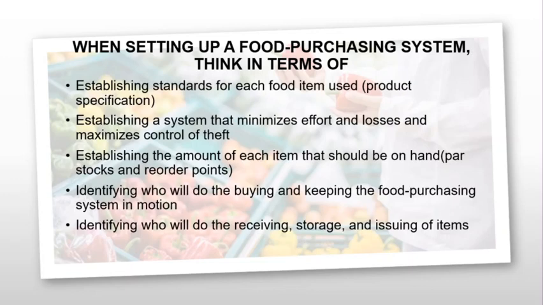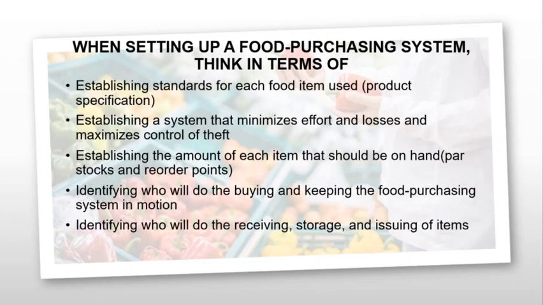Kat sini dia cakap, when setting up a food purchasing system, think in terms of... okay. Kat sini dia nak explain sikit food purchasing system. Kenapa food purchasing system tu sangat penting? Yang pertama sekali, it is very important because of establishing standards for each food item used. Kita kena tahu standard untuk setiap bahan makanan yang kita guna. Sebab tu kita kena tahu dia punya product spesifikasi. Product specifications.